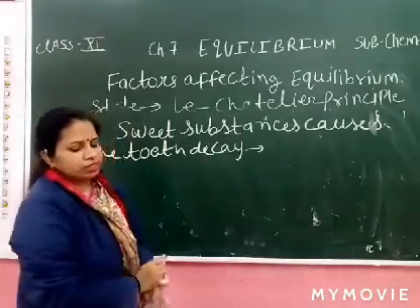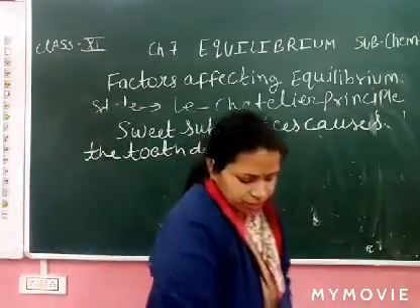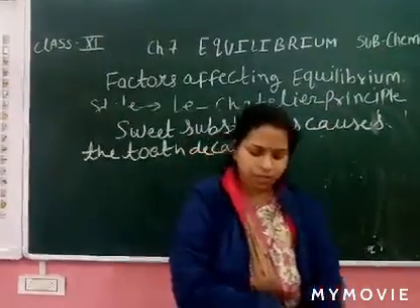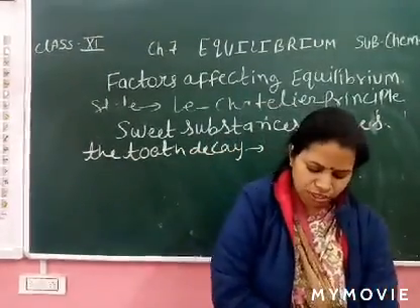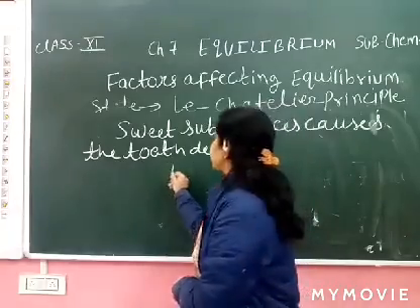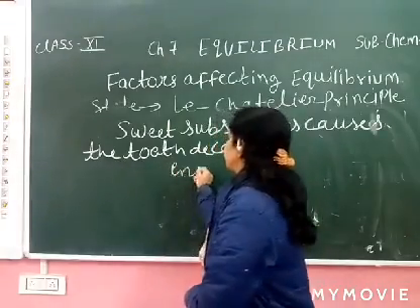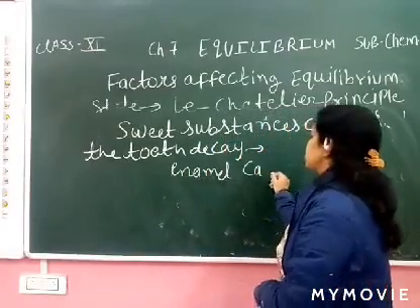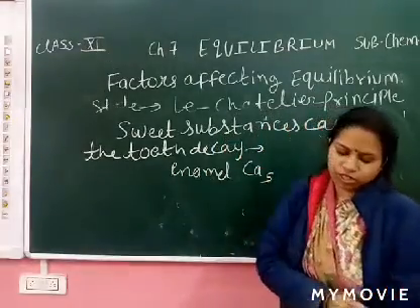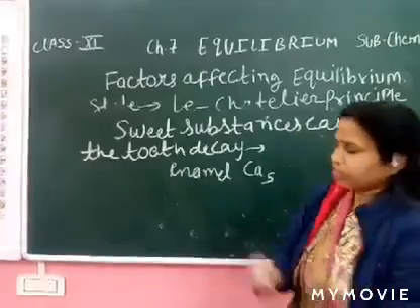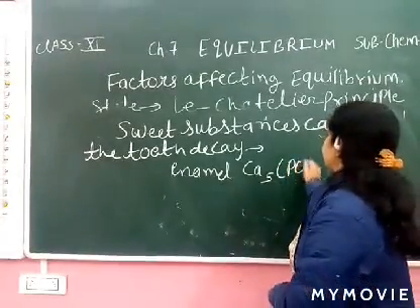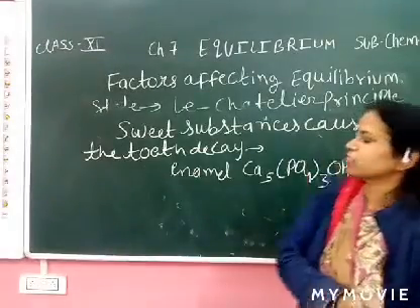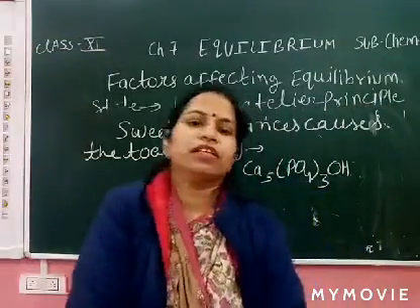How is it possible? What is the enamel? Tooth enamel consists of an insoluble substance called hydroxyapatite. What is the composition of tooth enamel? Ca5(PO4)3OH. This is the tooth enamel. Clear?